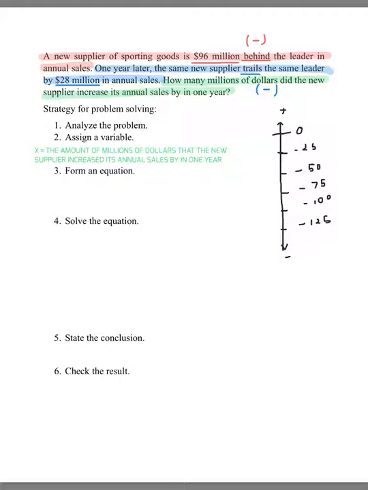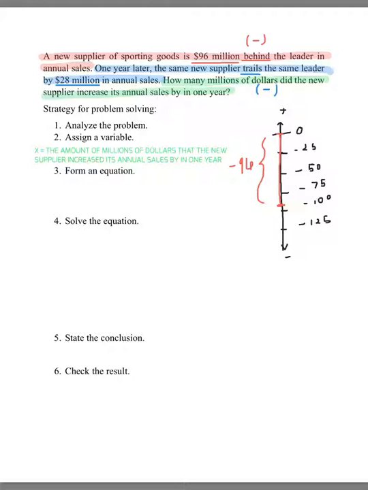And now what we know is that to begin with, the new supplier is $96 million behind the leader in annual sales. So 96 million behind. So again, behind is negative. So we're going to go from 0 all the way down to 96. So just shy of the 100 tick mark. So there we go. So this represents 96. There we go, negative 96.